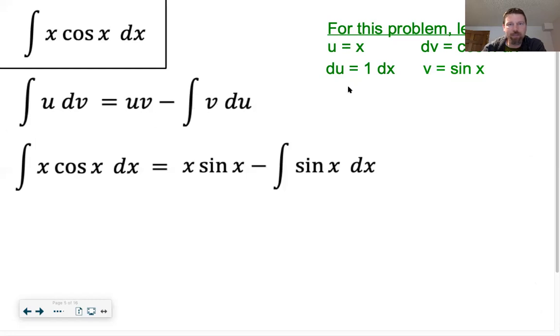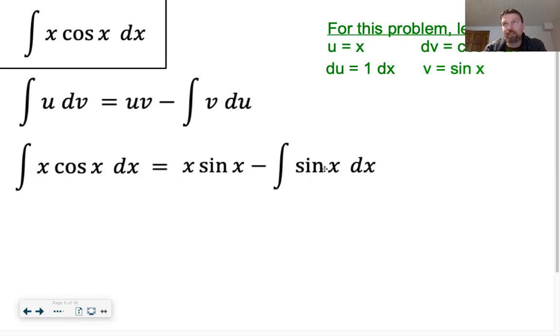So uv would be x sine of x, that's where this came from, minus the integral of v du. v is sine of x, there it is, and du is just 1 dx, so du is dx. So the beauty of integration by parts is I was able to take this complex integral, which I didn't know how to find, and break it down into x sine of x minus that integral. That integral I know, that's easy.